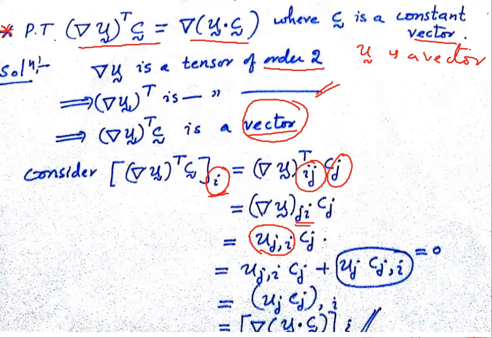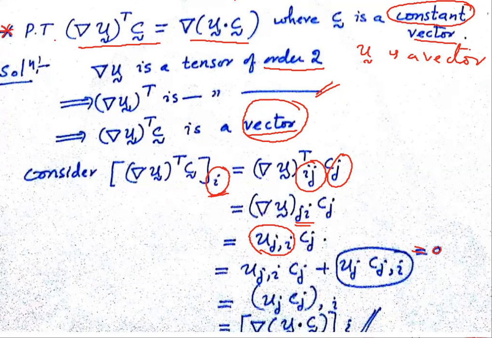Now Cj, differentiation with respect to xi. C is a constant vector. So differentiation with respect to x1, x2, x3 is nothing but 0 there. So this part is anyway 0 here. This is equal to 0. So we're just adding a 0 to it. So therefore these two are the same, right?